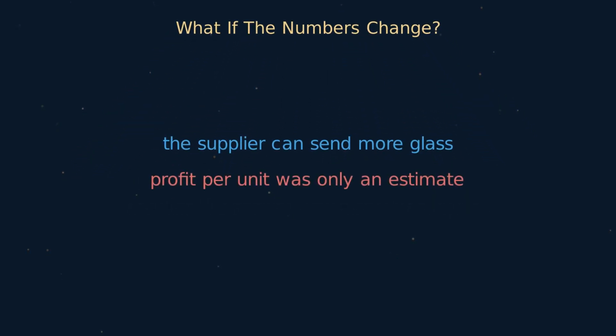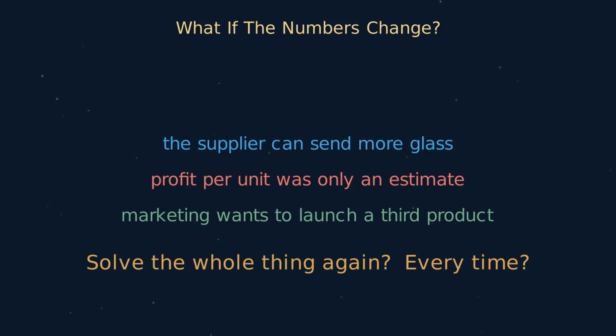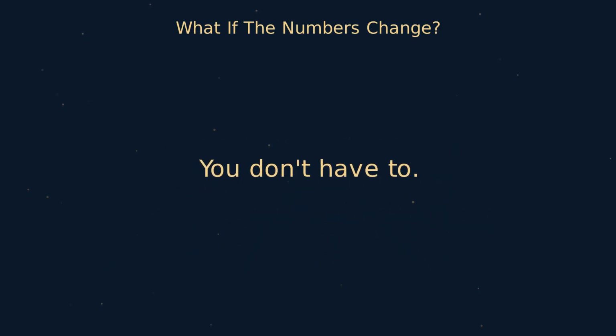The supplier can send more glass than you assumed. The profit margins were only estimates anyway. And marketing wants to know whether a third product is worth launching. Every one of those is a change to a number you already fed into the model. So do you run the whole method again? Every single time? You don't have to.